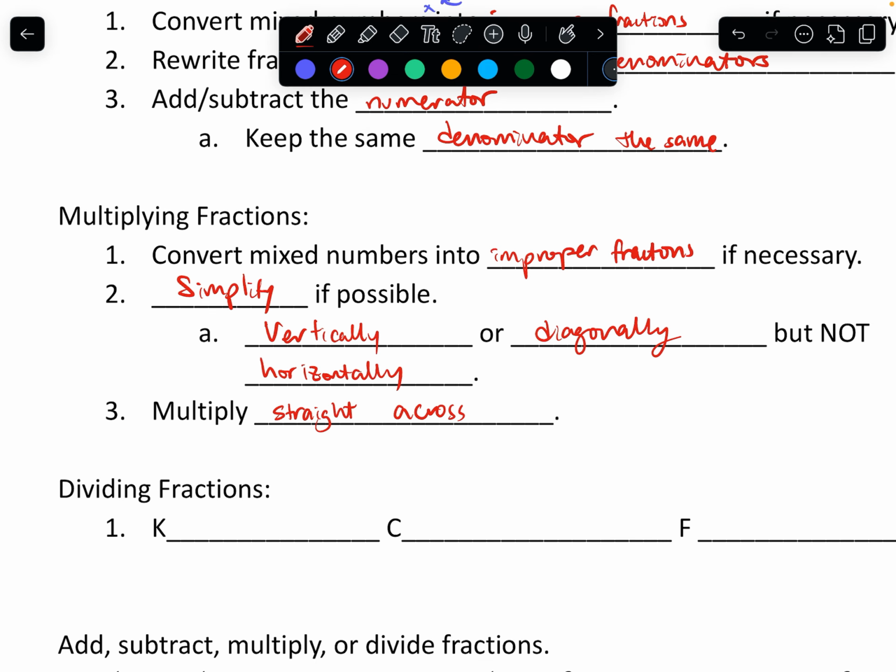Dividing fractions, the only thing you have to know is keep, change, flip. You keep the first fraction the same, change it into a multiplication problem, and then flip the second fraction. After you do that, you follow the rules for multiplying fractions.